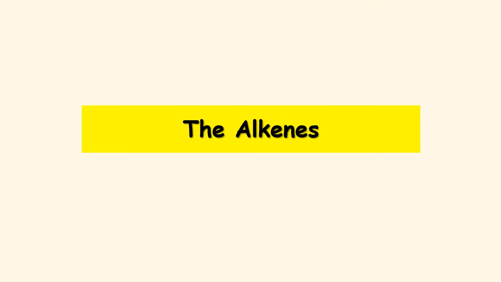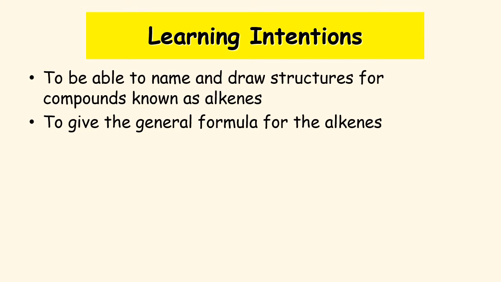So this is National 4, National 5 Chemistry. We are looking at Unit 2, Nature's Chemistry, and we're still looking at hydrocarbons, but this time we're looking at a second homologous series, and we're going to be looking at what we call alkenes. So our learning intentions are to be able to name and draw the structures for compounds known as alkenes, and to be able to give the general formula for the alkenes.